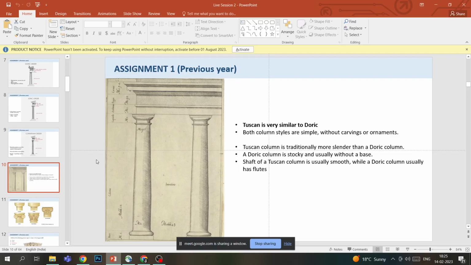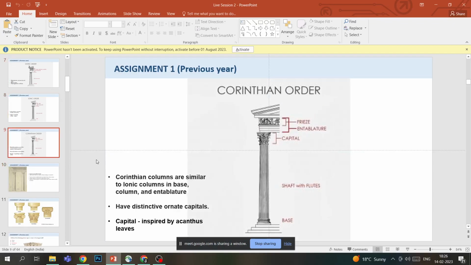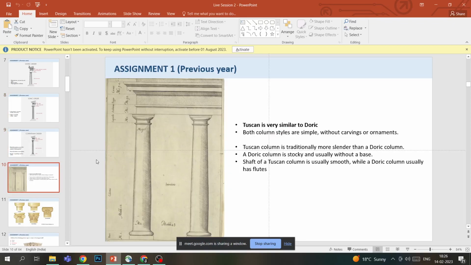So coming to these, the three classical main orders: Doric, Ionic and Corinthian. But as the question also talked about Tuscan order, I am covering Tuscan also here. Tuscan is very similar to Doric. Both the columns are very simple and without any carvings or ornaments like the Ionic and Corinthian, which have very detailed capitals.